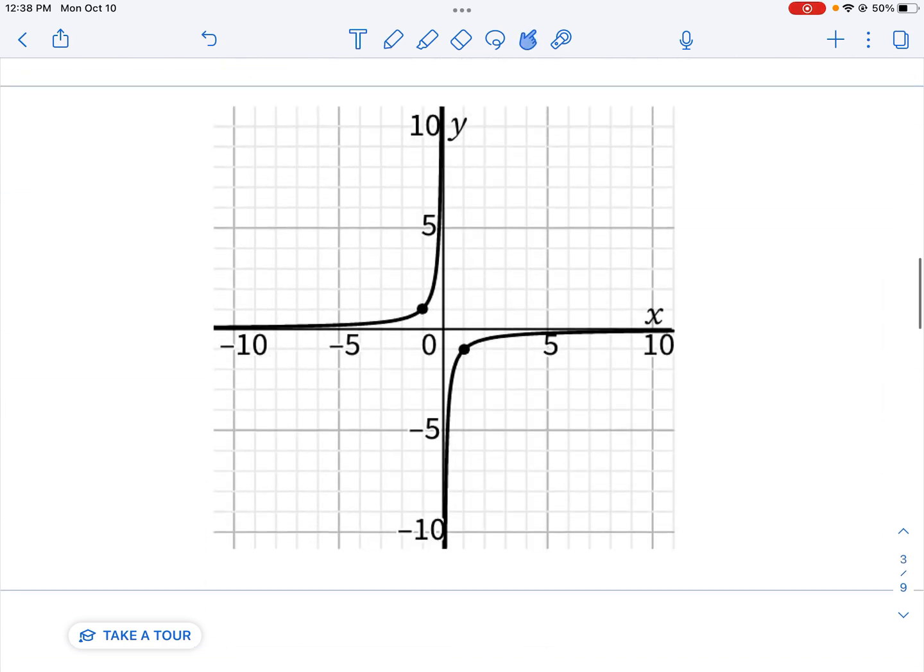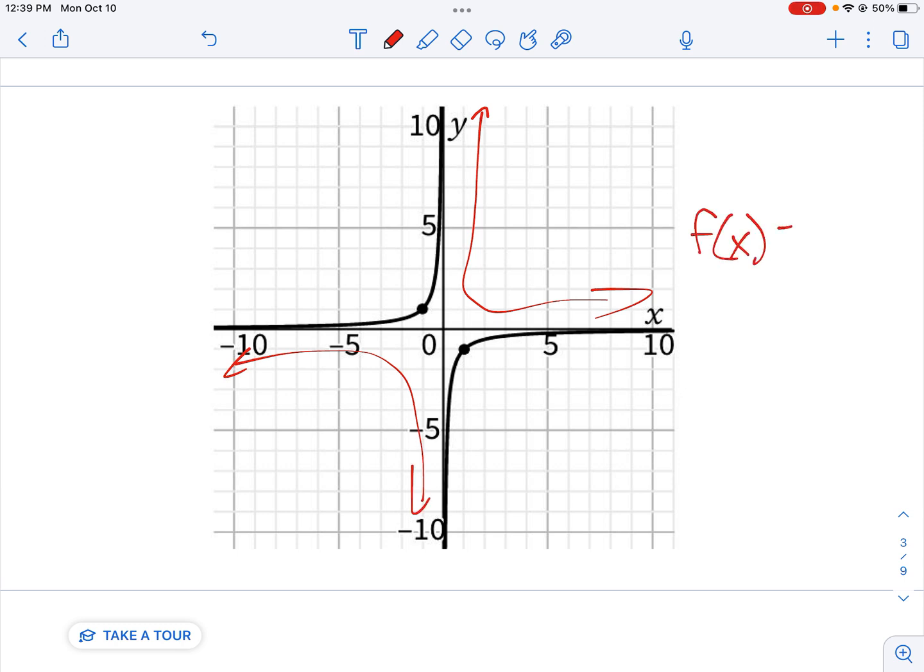So let's take a look at this next equation. Well, what happened here? Well, it was originally here, so it was a reflection. You could say a reflection over x or y. So we'd have the opposite of 1 over x.